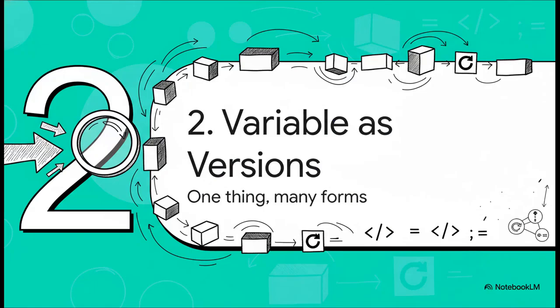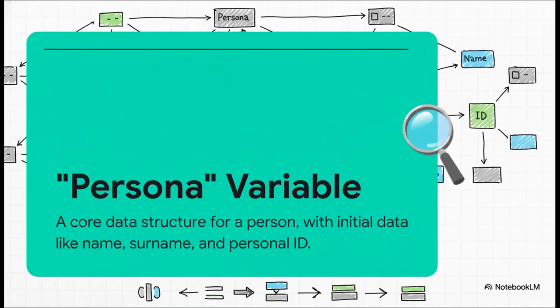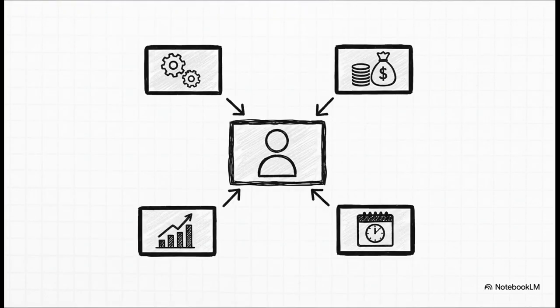Now, to really get this, we've got to zoom way, way in. This whole idea of constant versioning doesn't just apply to the big project. It goes all the way down to the tiniest, most basic building block of code, a single variable. Let's use a fantastic example from the source material. Imagine you create a variable called persona. At its heart, it's super simple. It just holds a name, a last name, and an ID. But that is just the beginning. Because for an employer, that basic persona isn't nearly enough information. They need their own version of that person, a version that also includes salary, work schedule, performance data. You get the idea. The core person is the same, but it's extended for a very specific purpose.